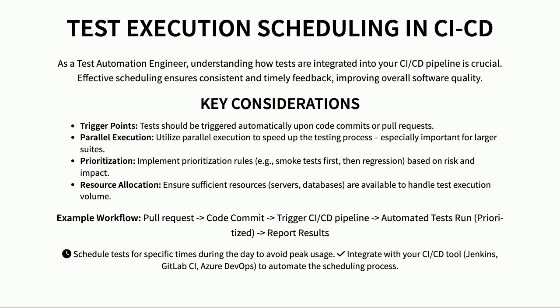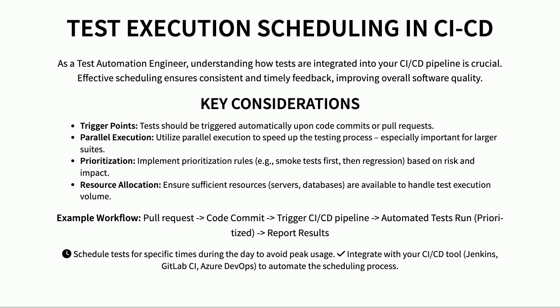Okay, let's talk about scheduling tests in a continuous integration and continuous delivery environment. Think of it as making sure your tests run at just the right time, not too early, not too late. It's really important to trigger them automatically whenever code changes are made, like when someone pushes new code to the repository. We want to make efficient use of our testing resources, so parallel execution is key, running multiple tests simultaneously.